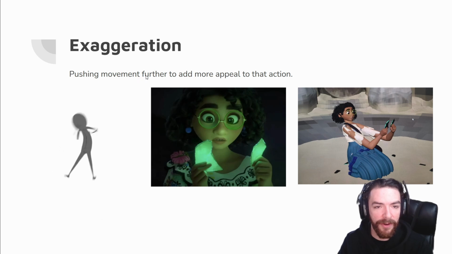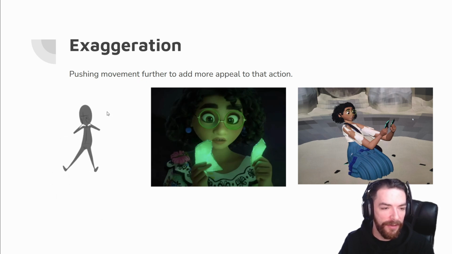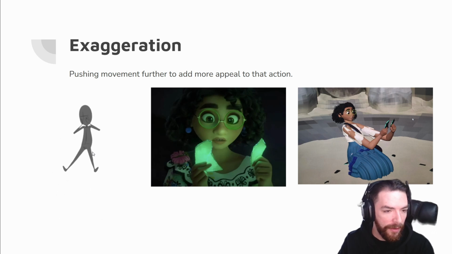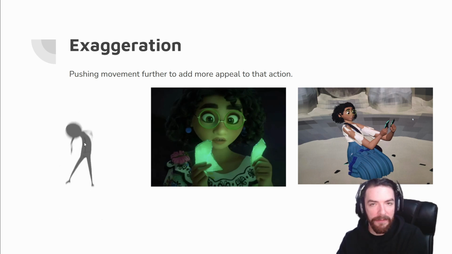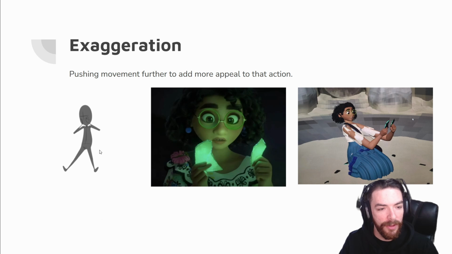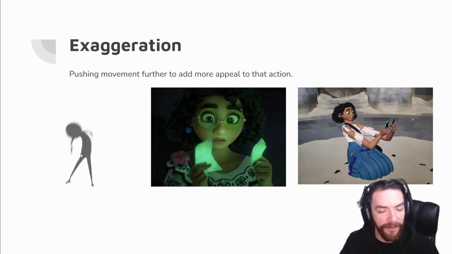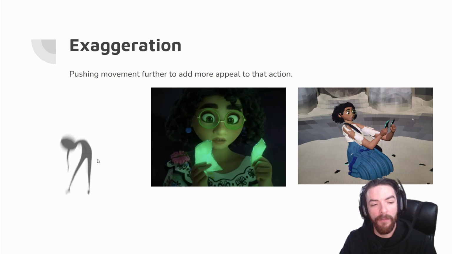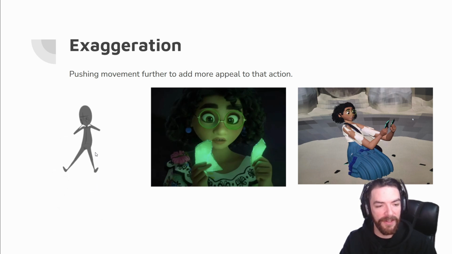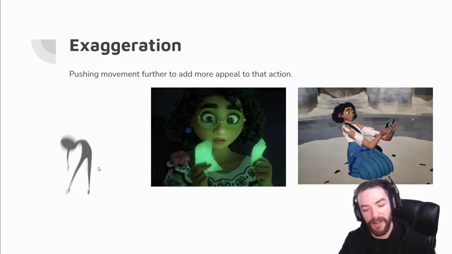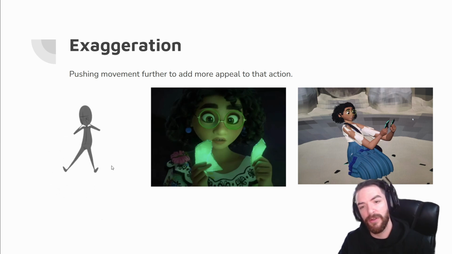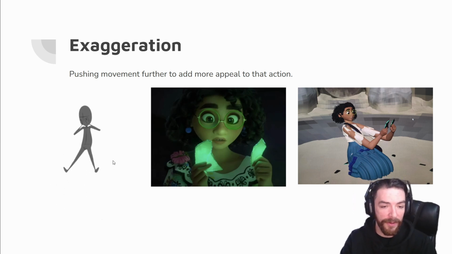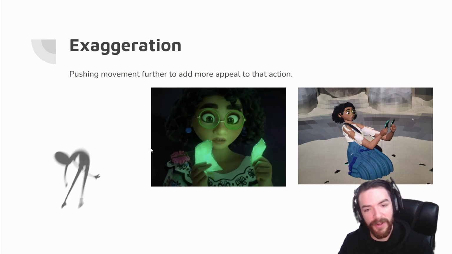Exaggeration, pushing movement further to add more appeal to that action. So here's a good example of this character jumping, right? No one in real life can jump and levitate there, but it just goes to show that emotional feeling that everyone feels like they have. And it gives that character emotional appeal. But sometimes as animators, we have to do unrealistic things to appeal to our viewers' emotions, right?